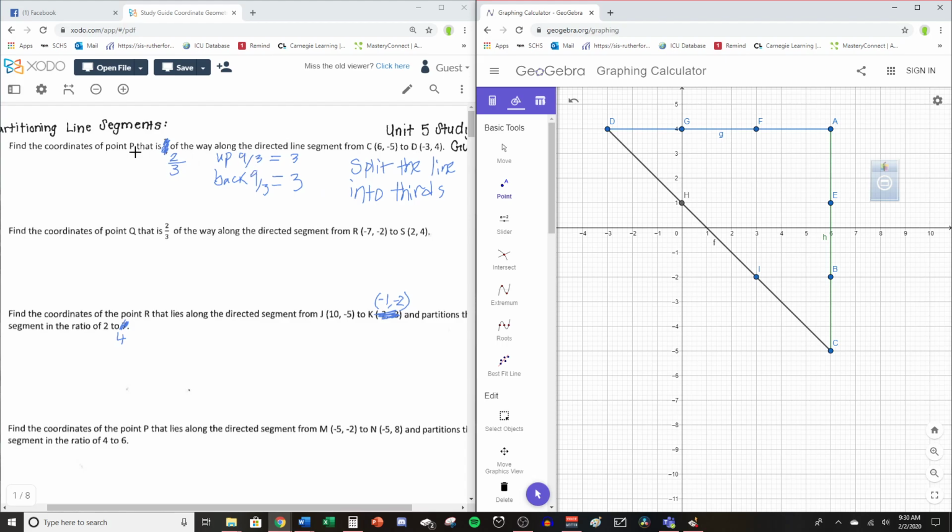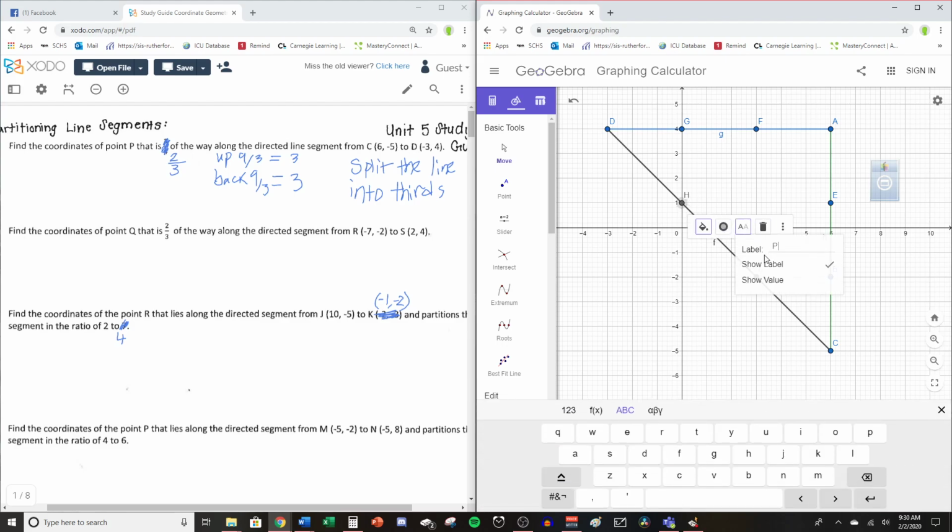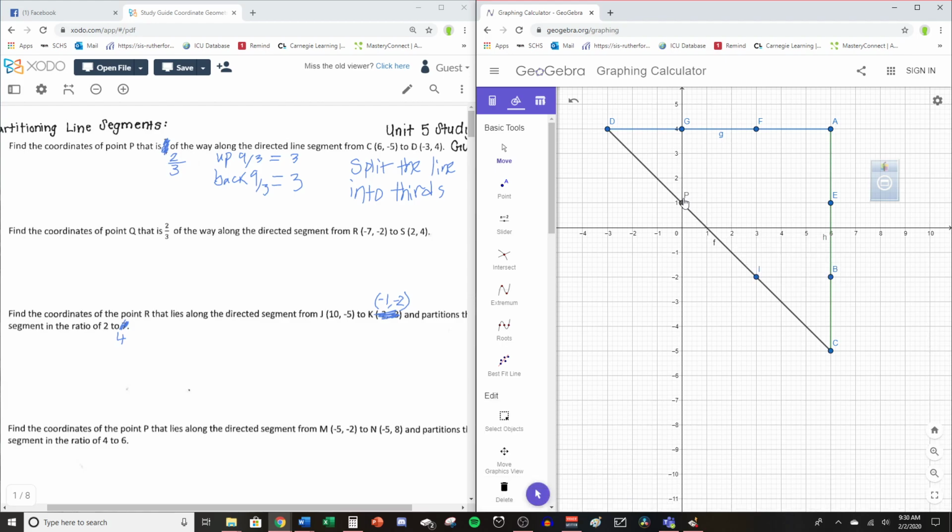So the point P, that's going to be 2/3 of the way along the directed line from C to D. Well, here's 1/3, here's 2/3. Let me change the name of this to P, like it's asking. And this is going to be our point. The coordinates for it are 0, 1. So the answer, P, is 0, 1. And that's what we want for our answer here.